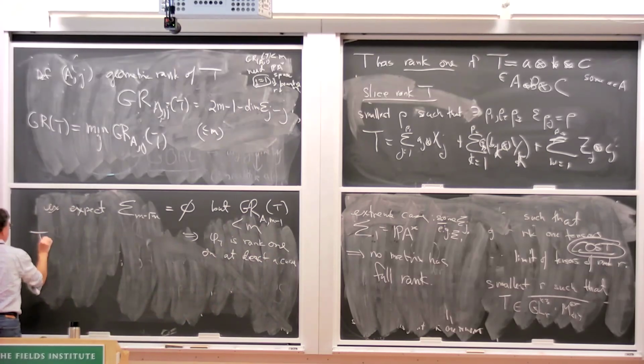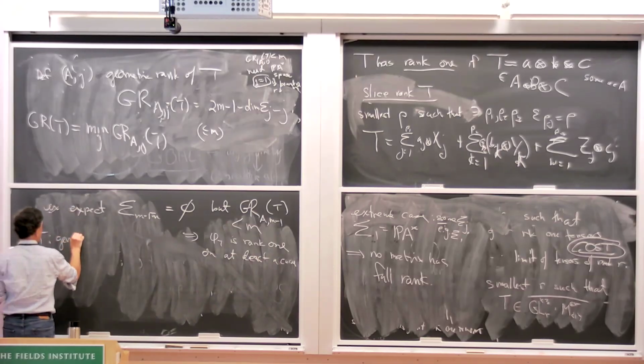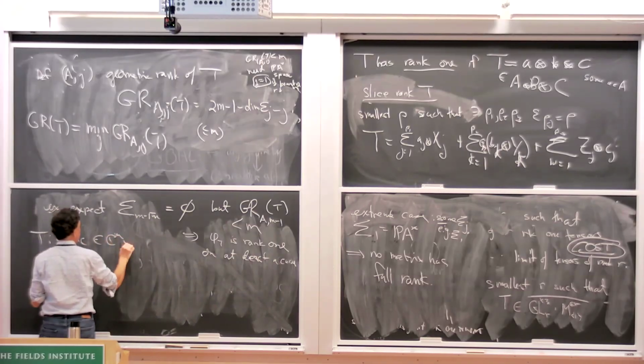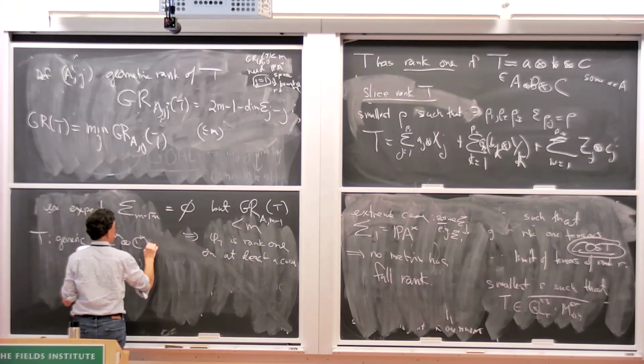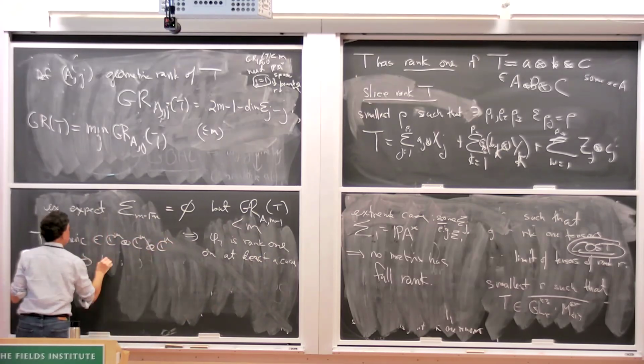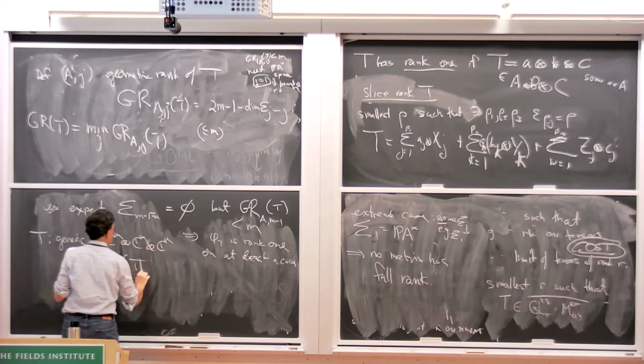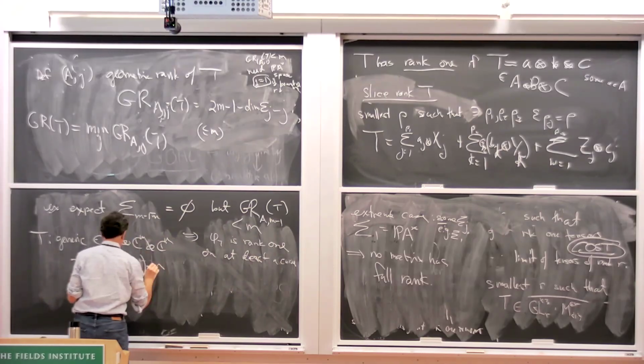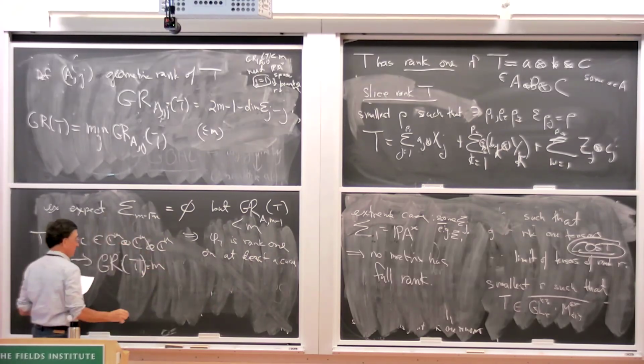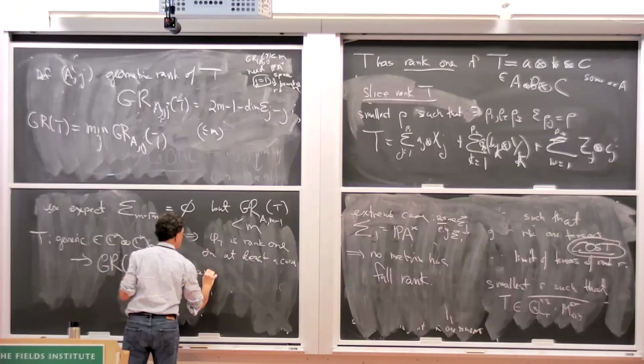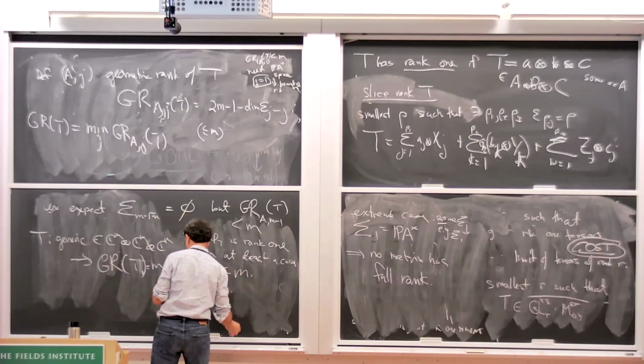Right. So like I said, for T generic, say in C^m tensor C^m tensor C^m, the geometric rank of T is m. And it's always less than or equal to m.